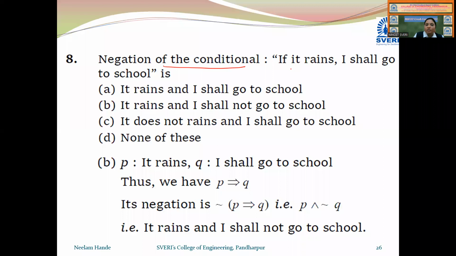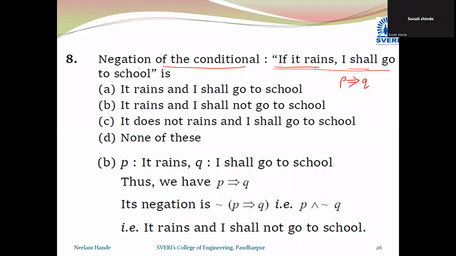Negation of the statement is asked. If it rains, I shall go to school. What is the statement pattern here? Whether it is and, or implication, or double implication. Implication. If then, this is the pattern. So the negation, ma'am, option B is correct. Yes, B is the correct option. Wait, I'll explain.